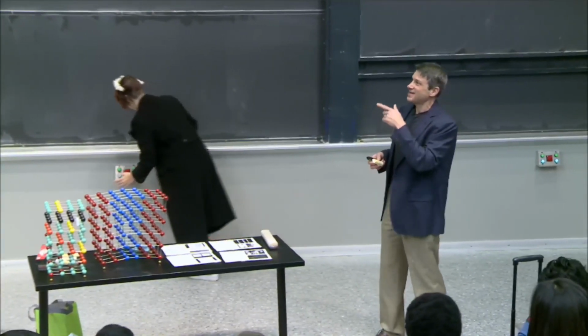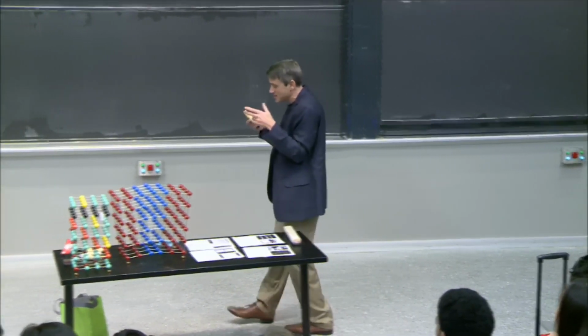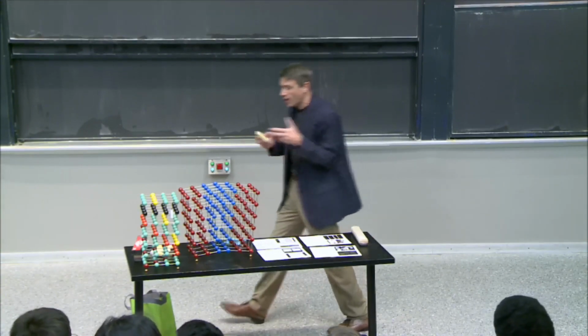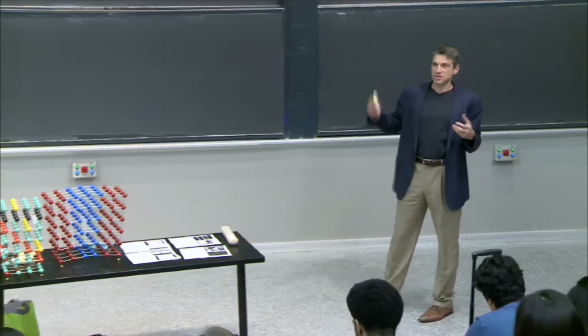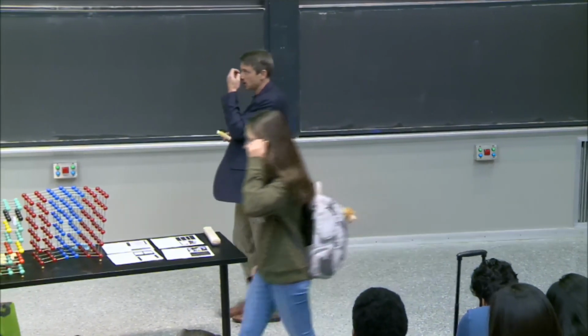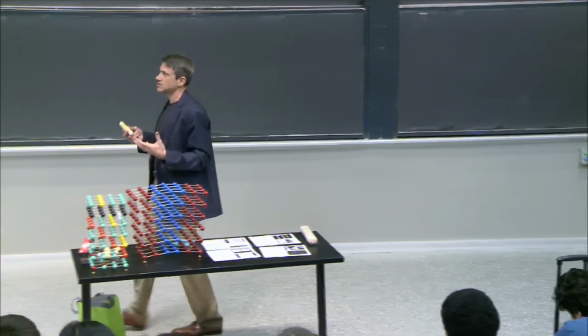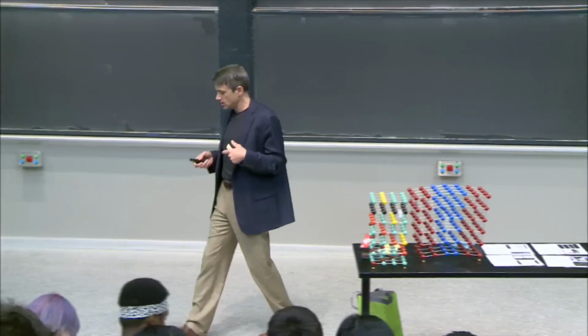So today we're going on from 0 dimensions to 1 dimension, and we're talking about line defects. In order to understand what they mean, we're going to contextualize it in terms of stress-strain curves, so we'll talk about that. And all of this is called the dislocation. So that's our goal for today.